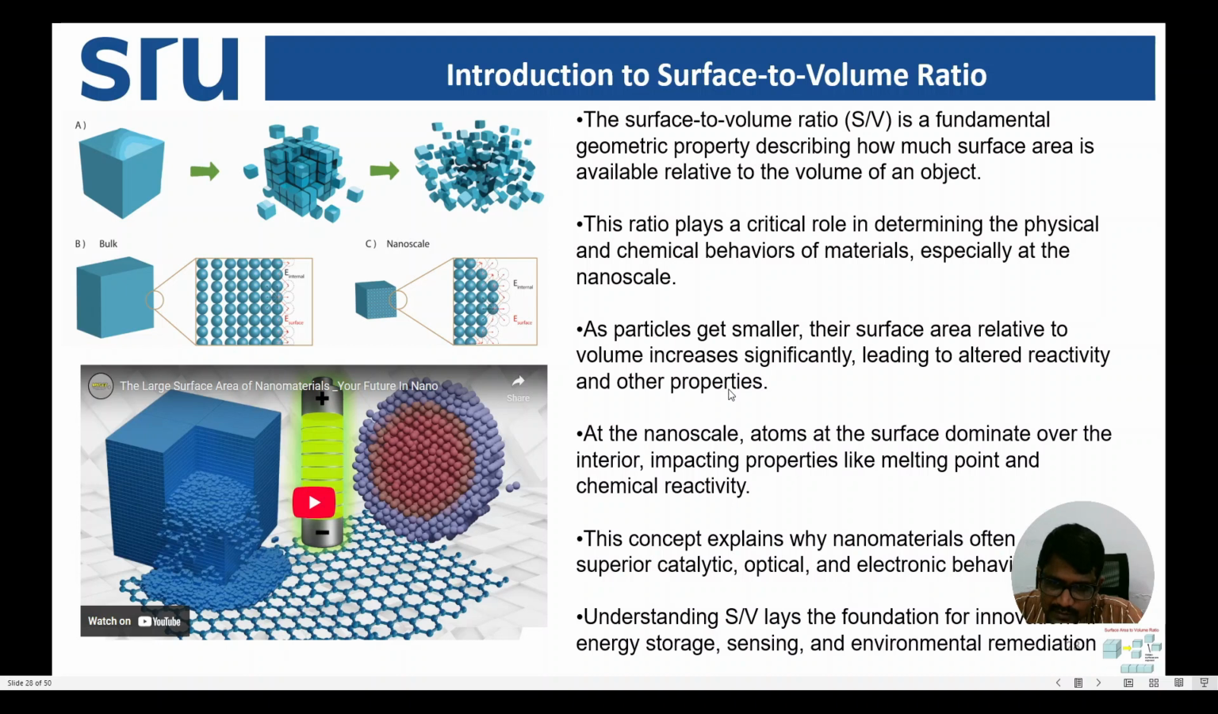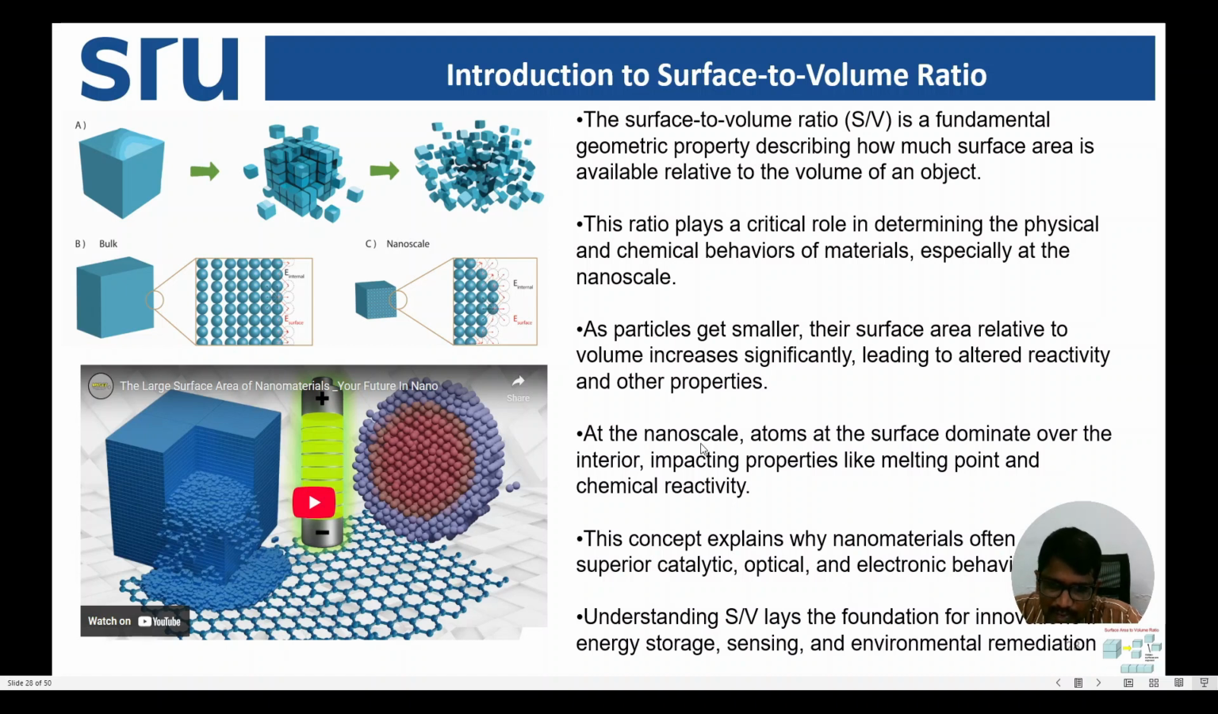So that's what we discussed, right? Once the particle size is getting smaller, from bulk to micro, bulk to nano, then what will happen? Obviously the surface area relative to volume increases. So that's why obviously the reactivity will increase. Once the reactivity increases, obviously the properties will change.